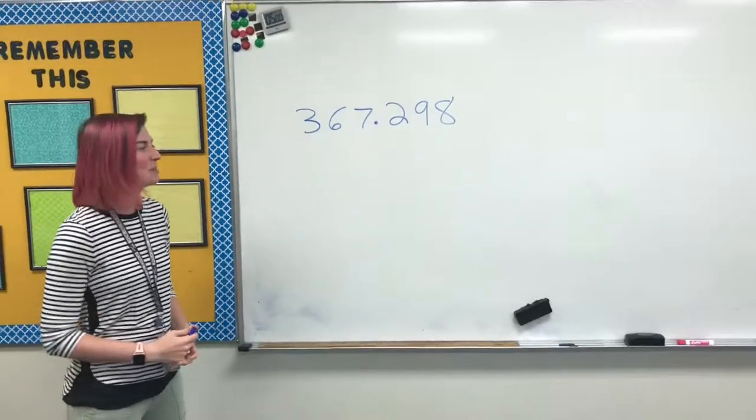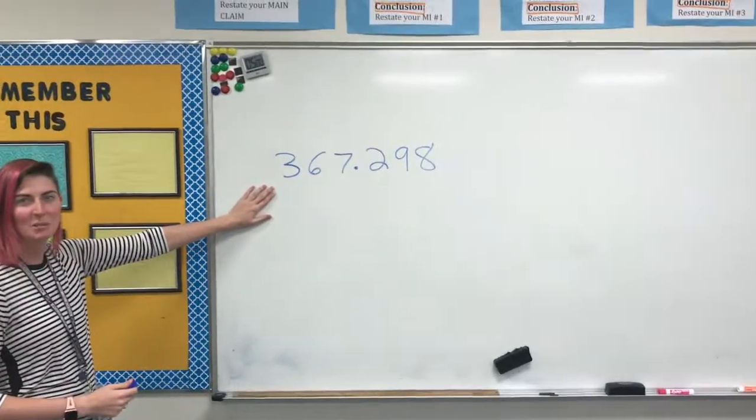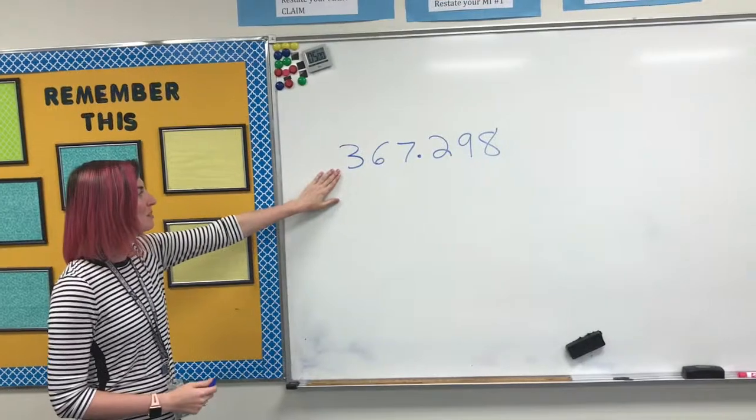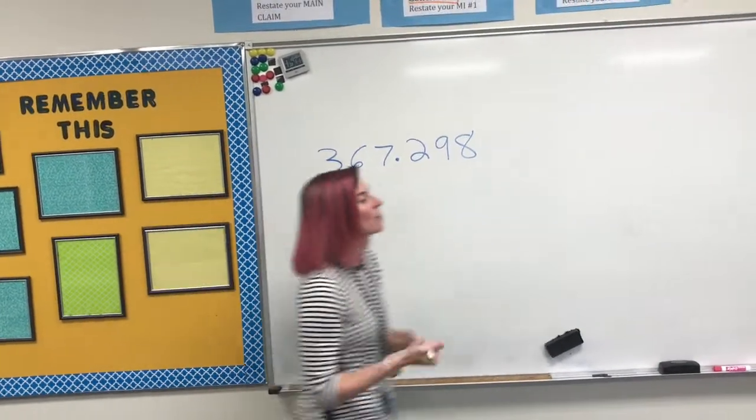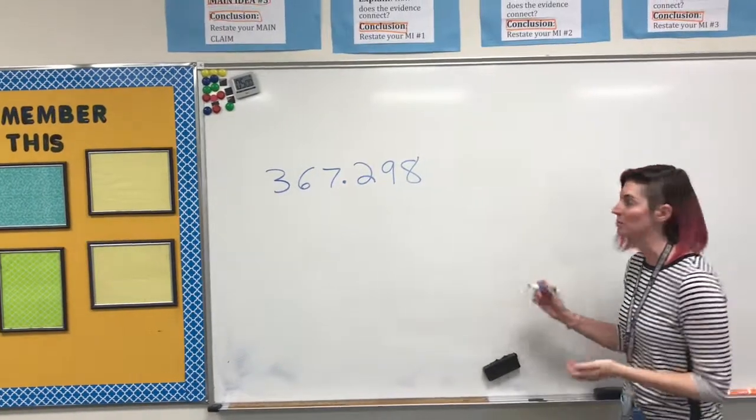In this video, we're going to be turning decimal numbers into expanded form. For our first example, we have 367 and 298 thousandths. First, you're going to build your decimal chart.